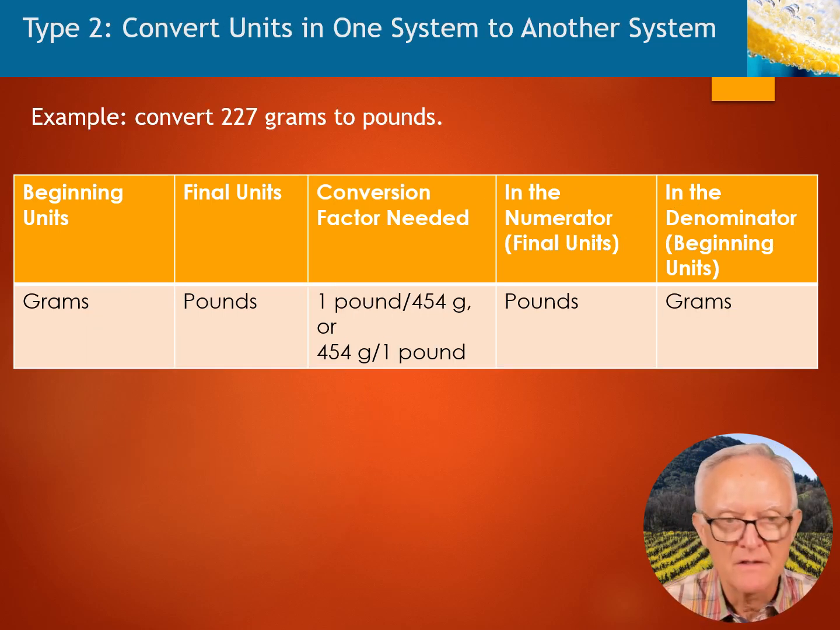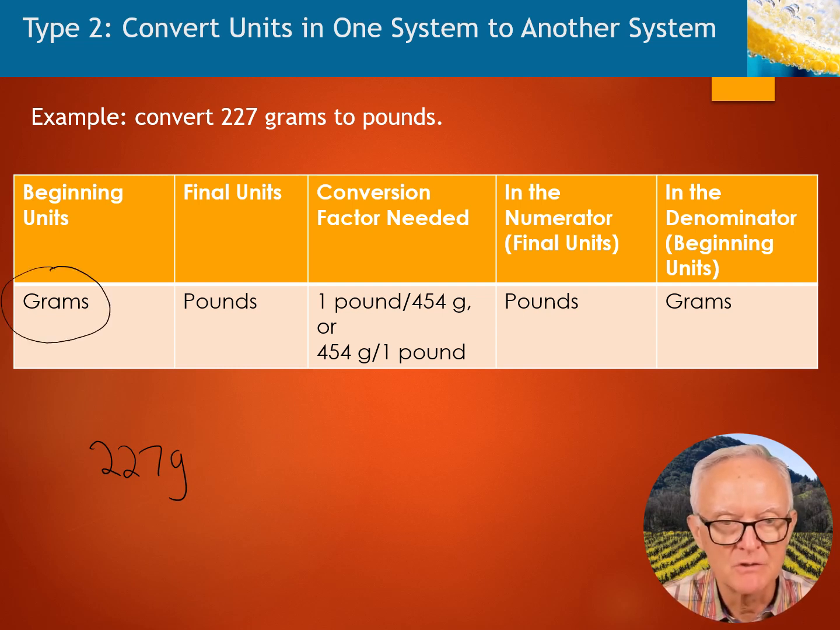All right, here is type 2. Let's solve this one. So here we're converting between systems. So we're converting 227 grams to pounds. So we have beginning units of grams, right? We're starting with 227 grams. We want to go to final units of pounds.